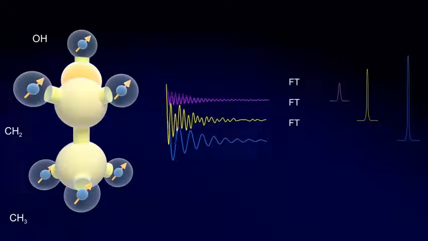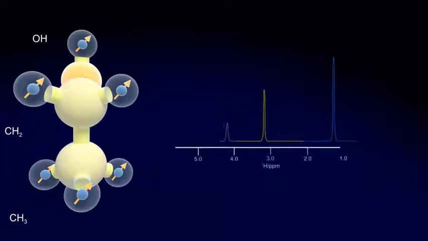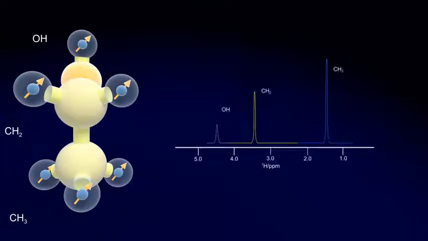In practice, spectra are measured for all hydrogen nuclei at once, which results in the ethanol spectrum with 3 different peaks at different chemical shifts.